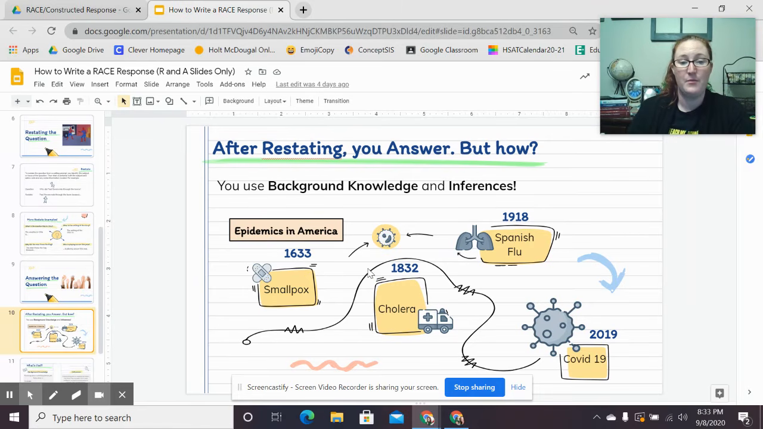This is an example of something that I would have known. Before we had COVID-19, I knew there was a Spanish flu in 1918, and it was really, really difficult for a lot of people. So I might use that information if I was, for instance, answering a RACE response about it.